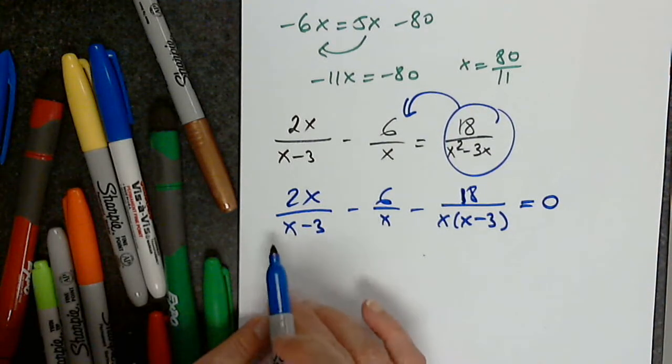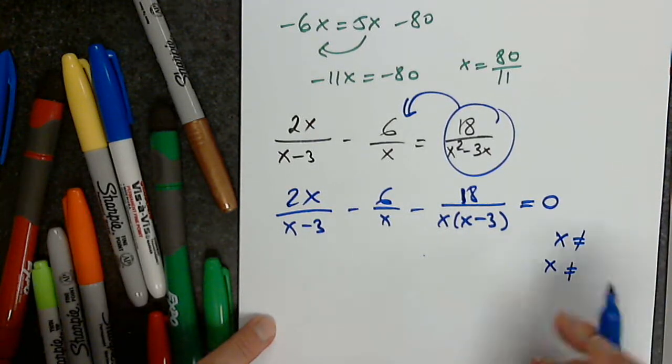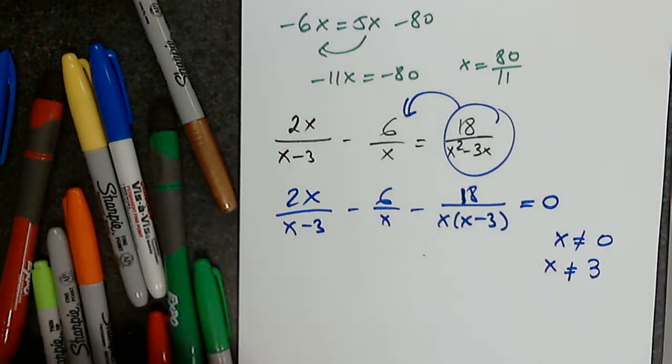Then I will have to find the least common denominator, but before that I have to write two restrictions. And the restrictions are 0 and 3.